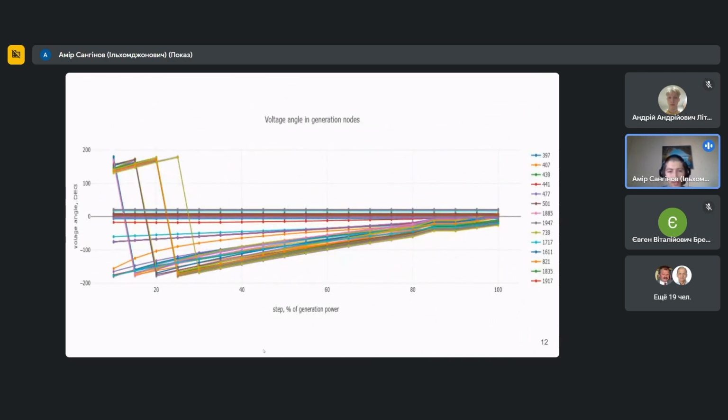This decrease in total active generation that leads to the increase in reactive generation also leads to the increase of the voltage angles in generation nodes, which we can see on this slide, and which in turn increases the probability of desynchronization.